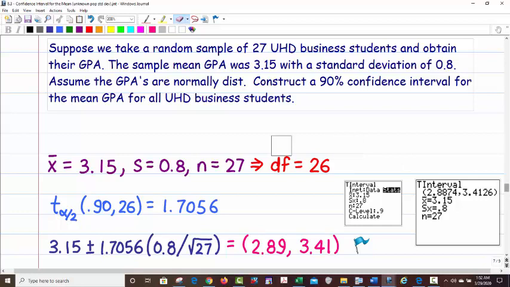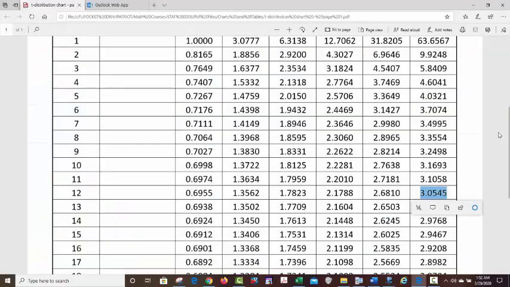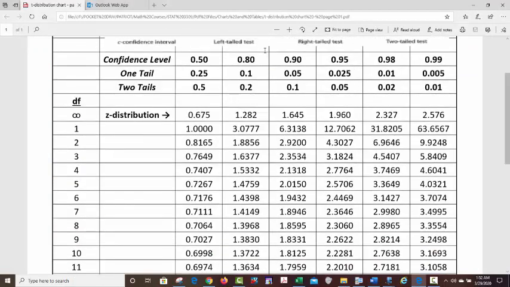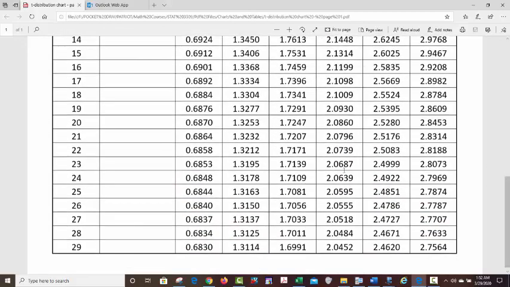So this should be pretty straightforward. n is 27, so we have 26 degrees of freedom. Let's go look up 90% and 26 degrees of freedom. 90% is in column 3. Now I have to scroll down. 26 right here, third column, 1.7056.